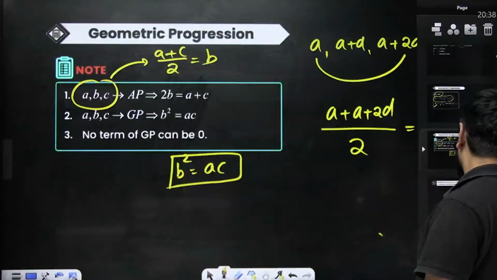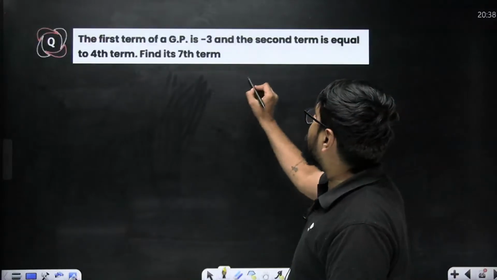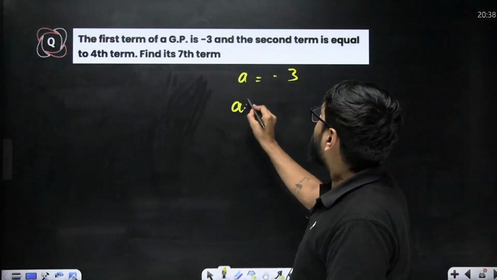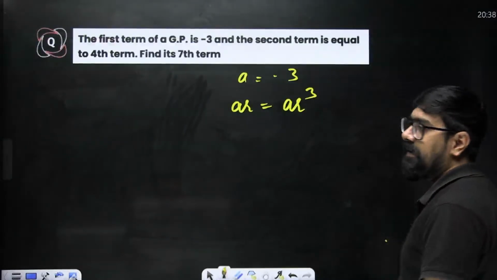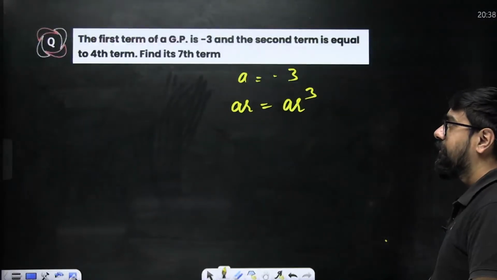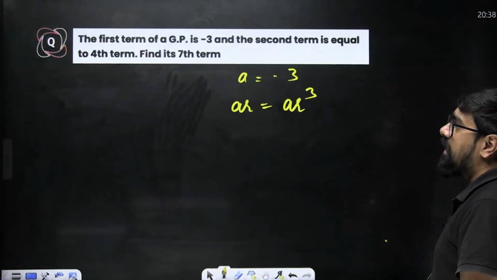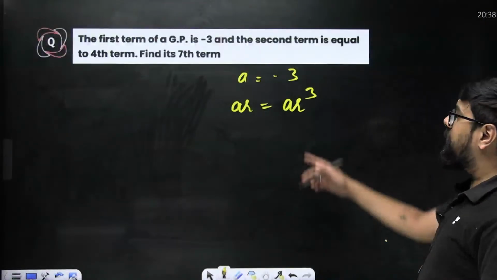Note this down. Now, for the sake of general questions like these: if the first term of a GP is equal to minus 3 and the second term is equal to the fourth term, find the seventh term. Have I written correct? First term is minus 3. Second term will be AR. Fourth term will be AR cube.